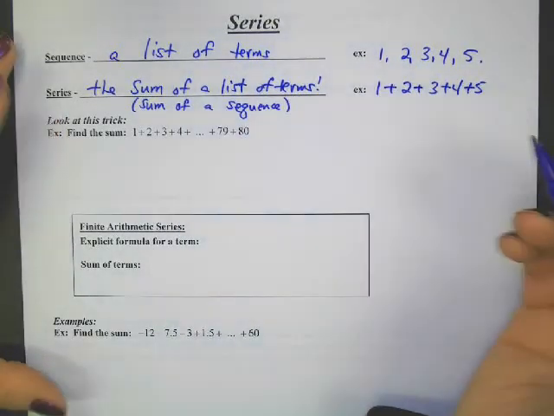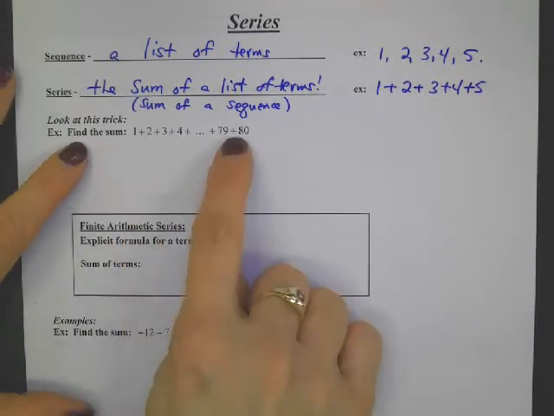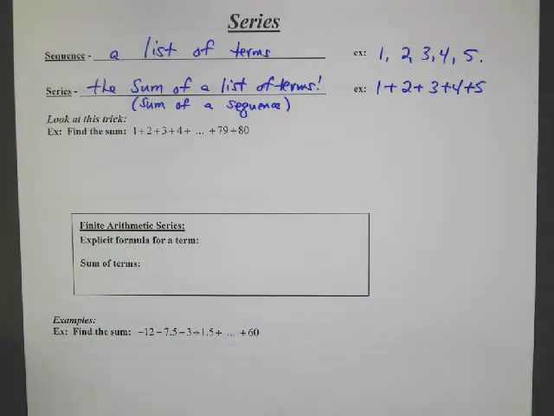So if you're adding up a bunch of numbers, they call it a series. If it's just a list with commas, you call it a sequence. Okay, so this example here, this is definitely a series. I think I showed you something like this before, but let's do it again. This is a trick.